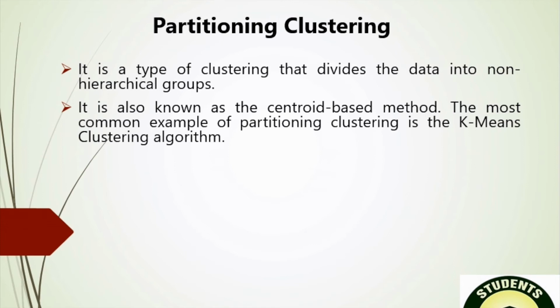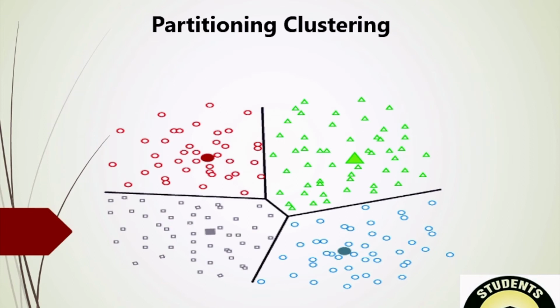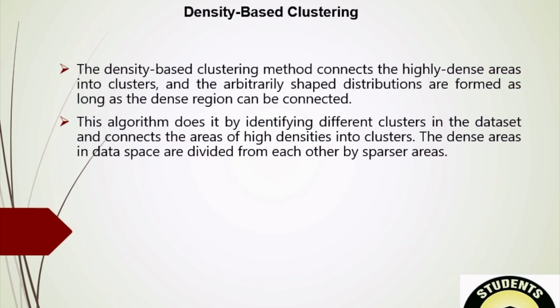So the most common example of partitioning clustering is k-means. K-means is a clustering algorithm. Suppose the value of k is 3, that means we have 3 clusters. Suppose the value of k is equal to 4, that means we have 4 clusters. In these diagrams, we have 4 clusters, so the value of k is 4. In this diagram, there are 4 colors that belong to different clusters, and that is called partitioning clustering.